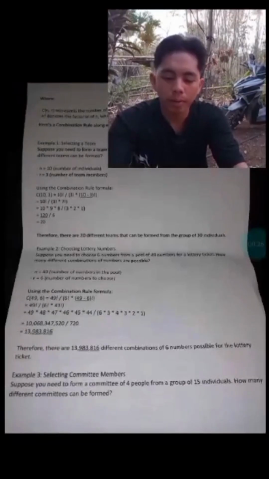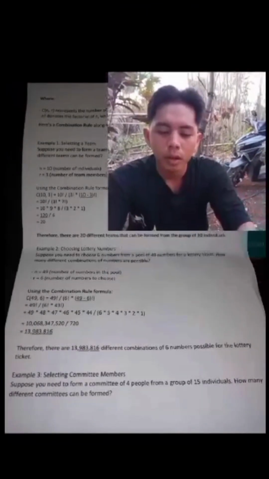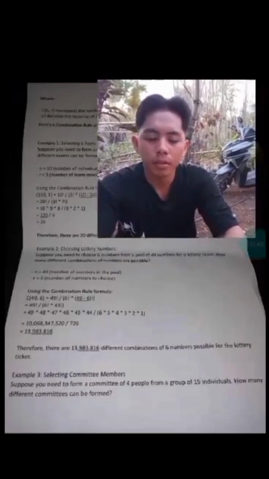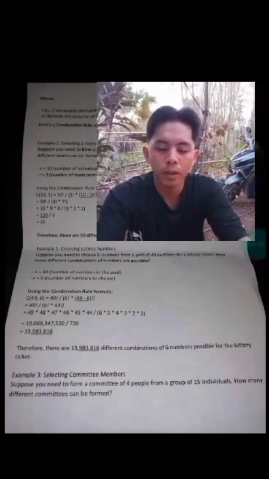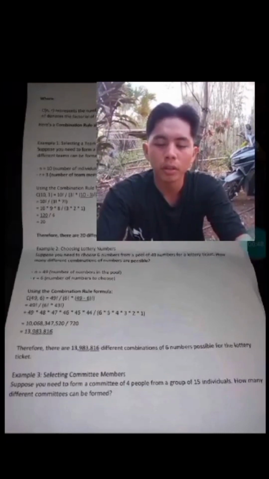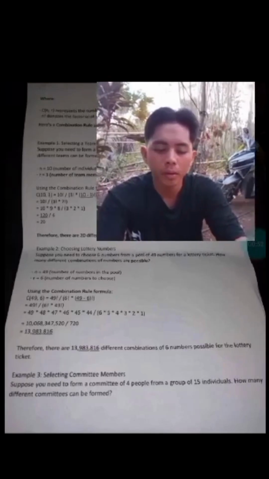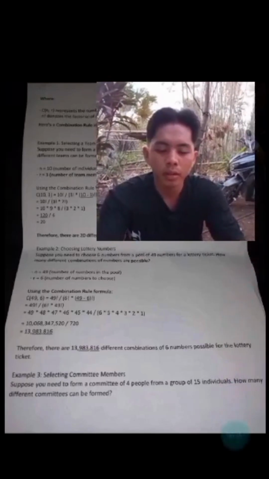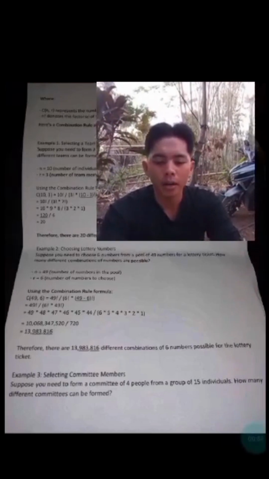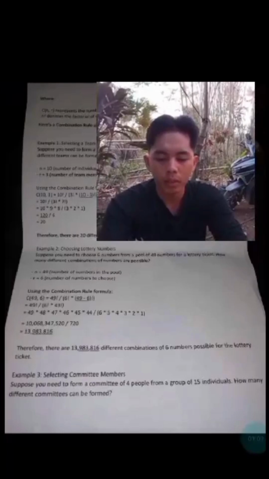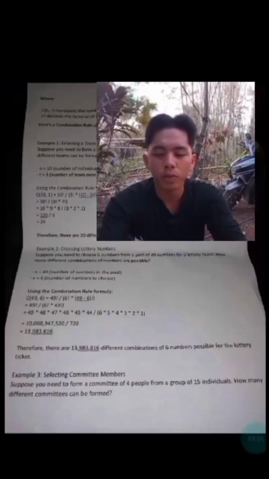So, let's try a problem here. The problem is choosing lottery numbers. Suppose you need to choose 6 numbers from a pool of 49 numbers for a lottery ticket. How many different combinations of numbers are possible? So, n is equal to 49, the numbers in the pool, and r is equal to 6, the number of numbers to choose.